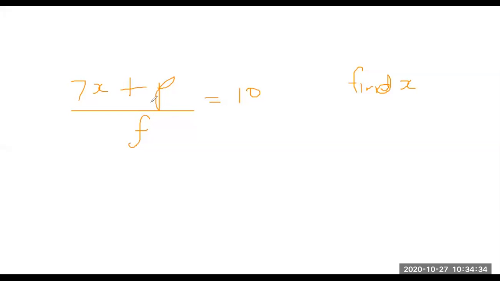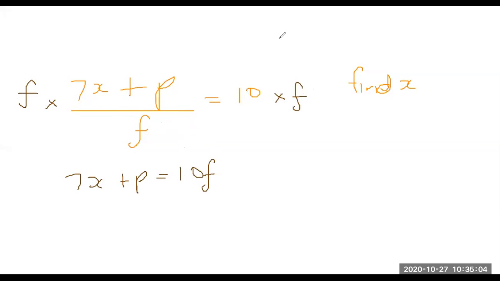So let's do it as if we were trying to find x now. Before we found p, but now we're trying to find x. Like I said, if there is a letter or a number or something at the bottom, get rid of it first. So since this is divided by f, I'm going to multiply by f. And whatever you do on one side, you do on the other side. So 7x plus p is equal to 10f.